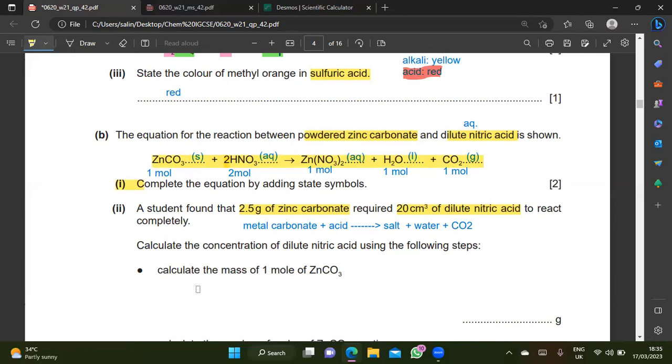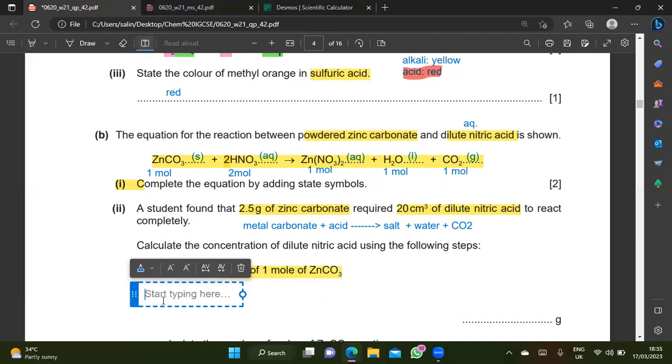Now let's try to answer the question. Calculate the concentration of dilute nitric acid using the following steps. So this is a very easy question because they already did the steps for you. So I don't need to do anything. So what is the first step? Calculate the mass of 1 mole of zinc carbonate. So the mass of 1 mole of zinc carbonate is what we call the Mr. So just use the formula.